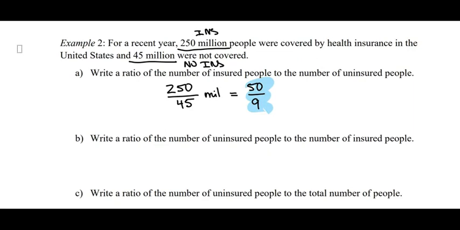So that is your ratio for part A. Part B: write a ratio of the number of uninsured people to the number of insured people. So all you're doing is flipping it. Uninsured were 45 million, and then you have 250 million. Everything is in millions, and then we can reduce it again. 5 goes into 45 and 250, giving 9 and 50, and then we can drop the millions. So for every 9 uninsured people, there are 50 insured people. That's how we can say it. So that's part B.